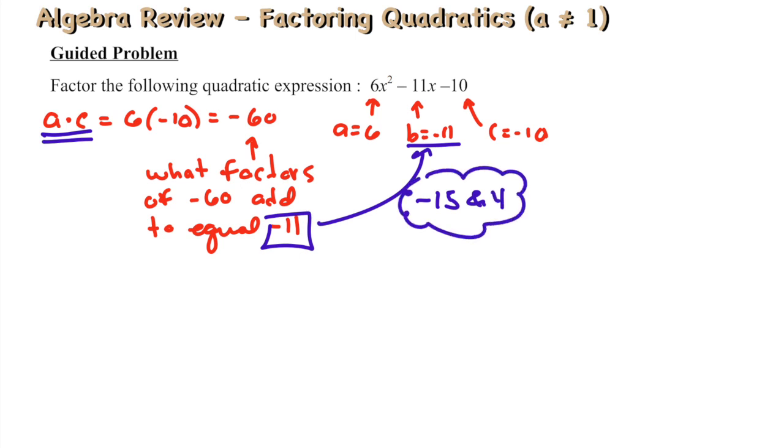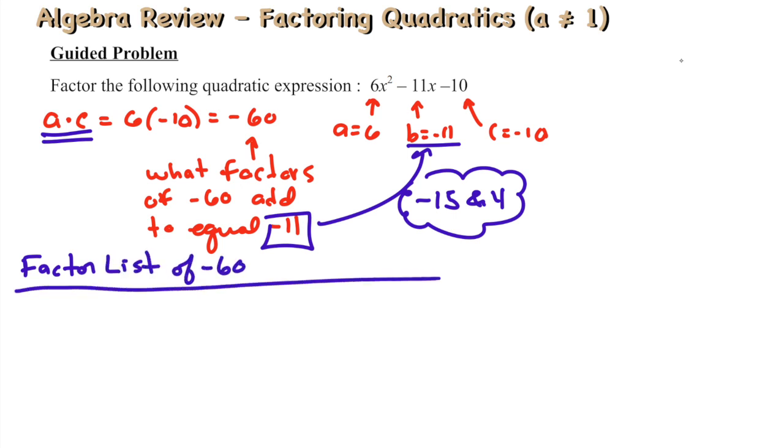And you might say, well, how did you get those numbers? So I'll demonstrate this once, but moving forward with other examples, I will just give you these numbers. If you can't find these numbers in your head, you can create a factor list of negative 60. And for other problems, whatever your a times c value is, that's what you would put here. And we start with negative 1 times 60. That gives us negative 60.